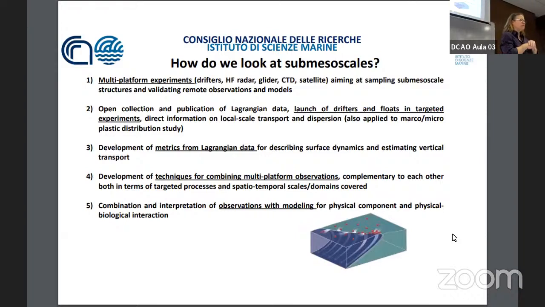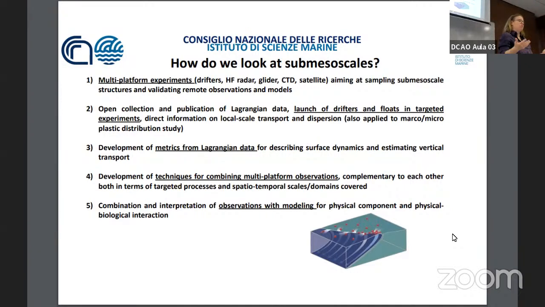The strategy to look at submesoscale is, first of all, based on multi-platform experiments that involve many different observational platforms, such as drifters, gliders and CTD that are in situ measurements. And then we also refer to remote observations, such as from HF radar or satellite. And in order to be able to resolve the submesoscale and also to be able to validate models that investigate and reproduce the dynamics of the ocean, we also rely on open data sets, for example, Lagrangian or Eulerian collected all over the basins. And we also launch drifters and floats in targeted experiments to be able to focus on specific features that we are interested in.